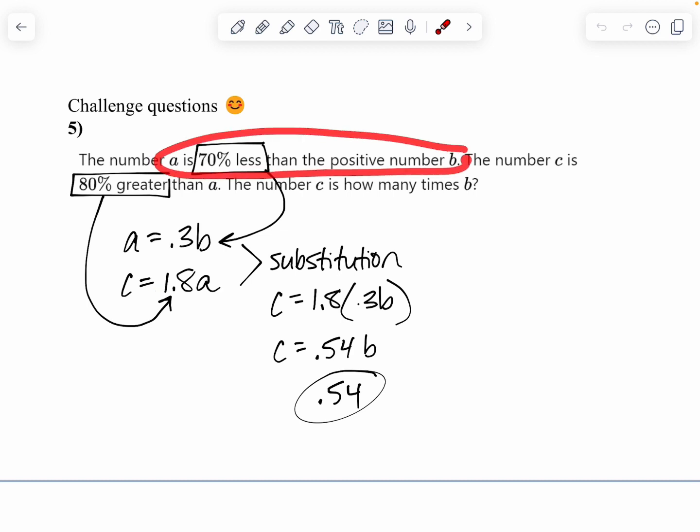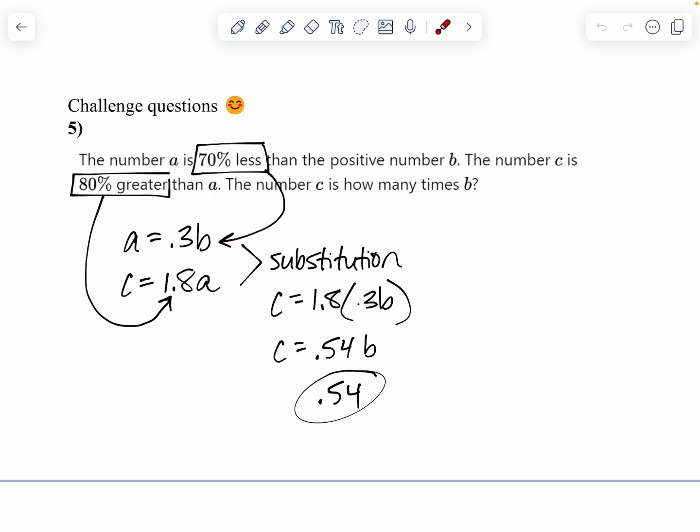Okay, the number A is 70% less than B. Starting with just this, I'm going to try and write myself a sentence or an equation. I have A is, which means equals. Okay, I'm off to a good start. 70% less than B, which means 30% remains of B. Remember, go back to video number 1: 70% decrease means 30% remains. So you have 30% of B, which represents losing 70% of B. So that's equation number 1.